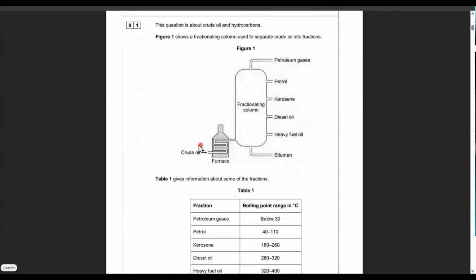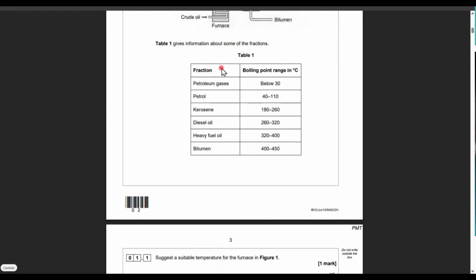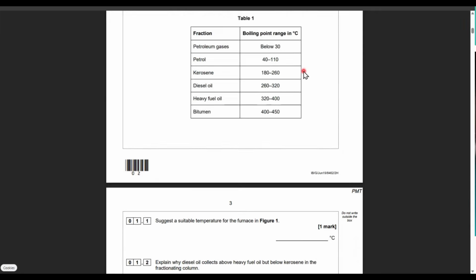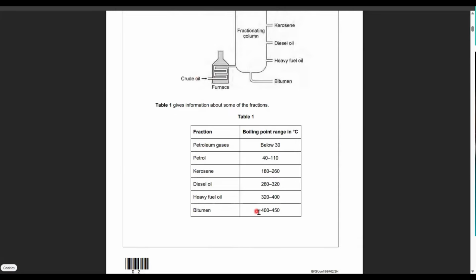So this question is about crude oil and hydrocarbons. Figure 1 shows a fractionating column used to separate crude oil into fractions. Table 1 gives information about some of the fractions. So you've got petrol, kerosene, diesel oil, etc. here and their boiling points. 1.1 suggests a suitable temperature for the furnace in figure 1. Why don't you pause the video, have a go now.